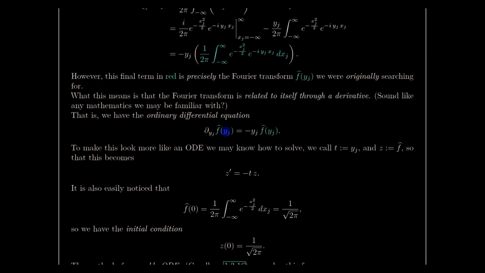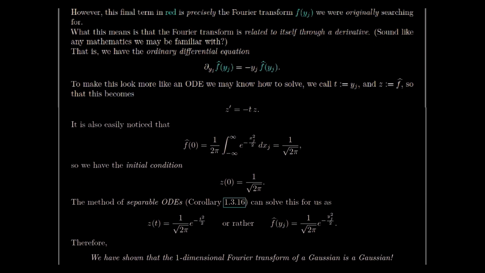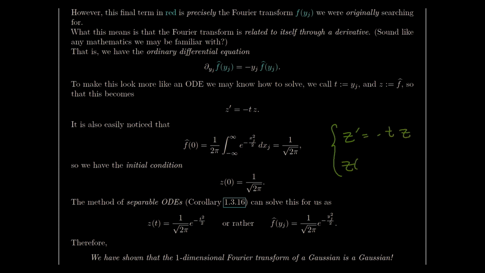What's the initial condition? What's the value of f hat when y_j is 0? Well, you can just calculate it. f hat of 0 is the integral of the Gaussian, and thankfully, since I normalized it, we just get 1 over root 2 pi out front, which means my initial condition for this z equation is 1 over root 2 pi. Therefore, I'm solving the initial value problem z prime equals negative tz, z at 0 is 1 over root 2 pi. Any of you can do this from the end of chapter 1. It's just a separable equation.